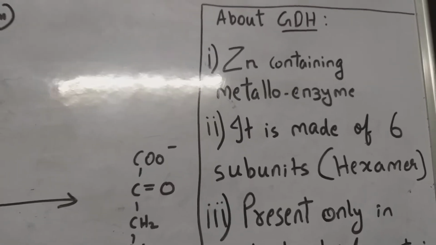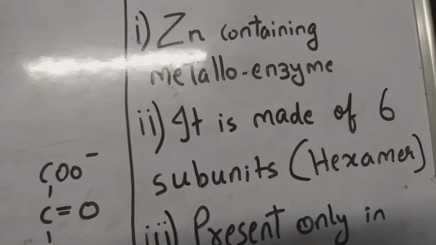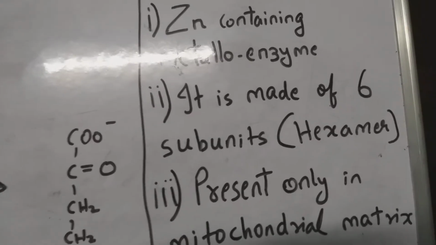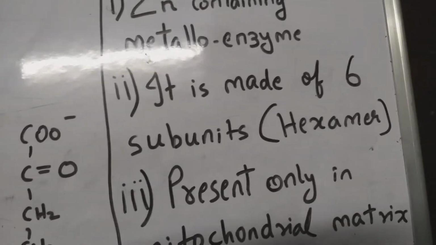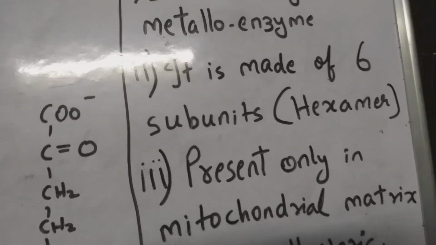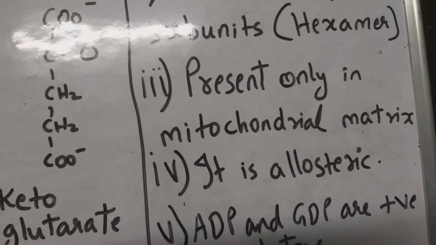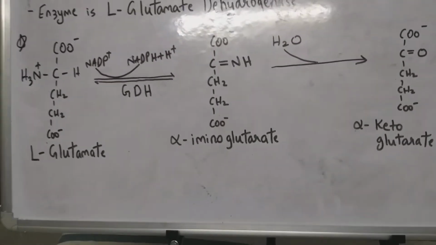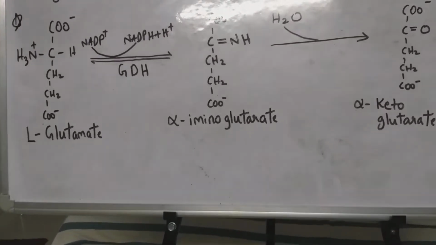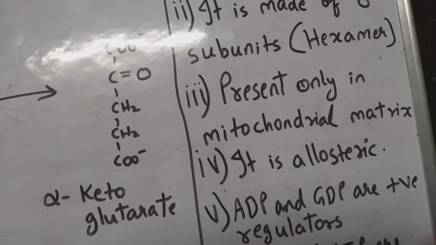First, about GDH. The first point is that it is a zinc containing metalloenzyme, so it requires zinc ions to function properly. The second is that it is made up of 6 similar subunits; it is a hexamer. The third point is that it is present only in the mitochondrial matrix. So this reaction happens only in the mitochondrial matrix of hepatocytes, that is liver cells, and kidney cells as well.